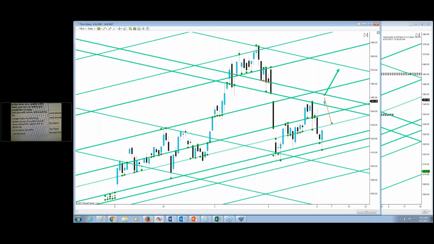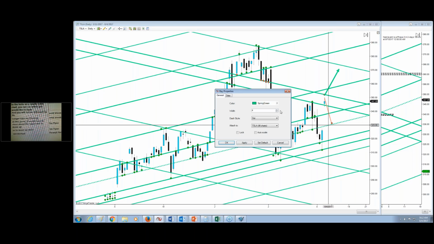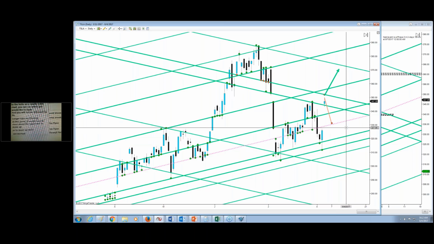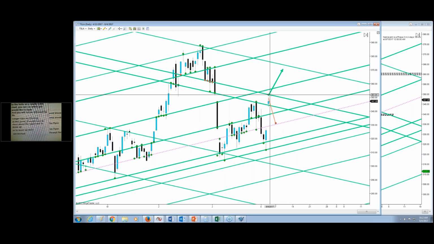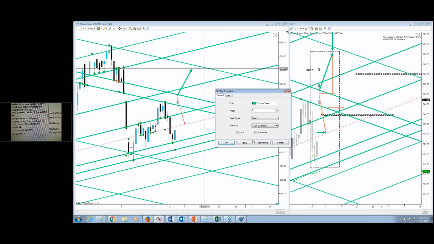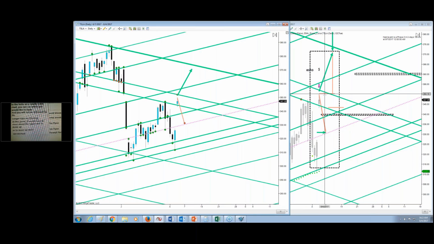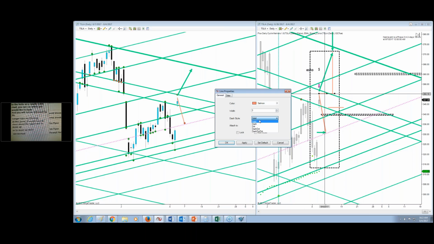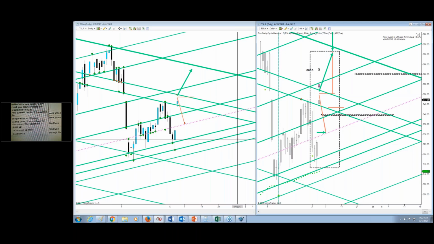So this line right here, guys, I'm going to make it magenta, because if we pull back to it, that's a great place for the next long based off of our time cycle analysis. However, if we close above this price right here, then we're looking for an attack of this line as the high. This is the line that we're looking for a breakout of.